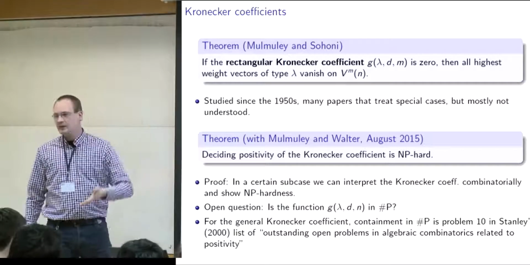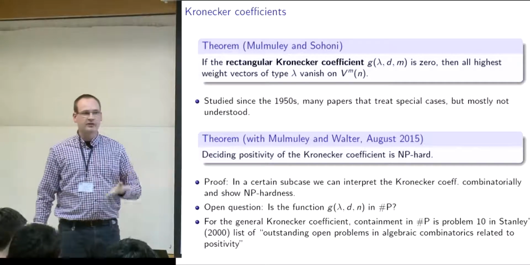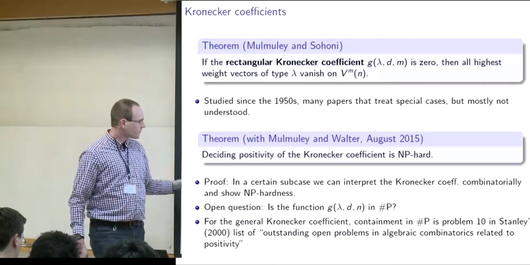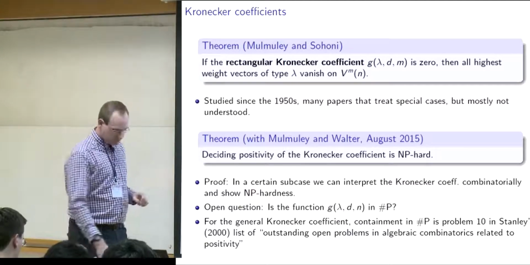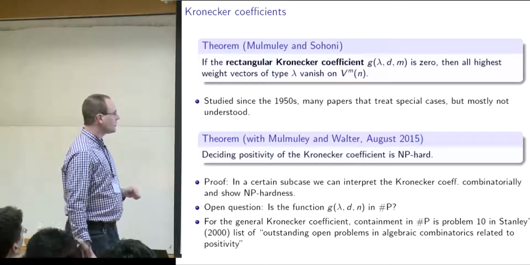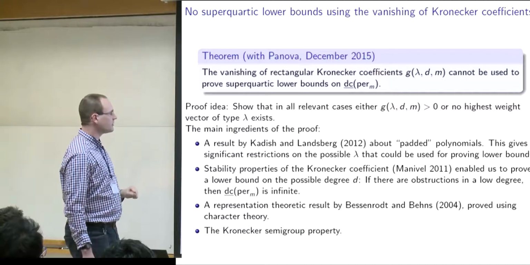You would just take a highest weight vector and use it as a separating function, but there is just no such highest weight vector. So in all these cases, we can always show that there's just no highest weight vector. And yeah, let me just give you some ingredients of the proof.